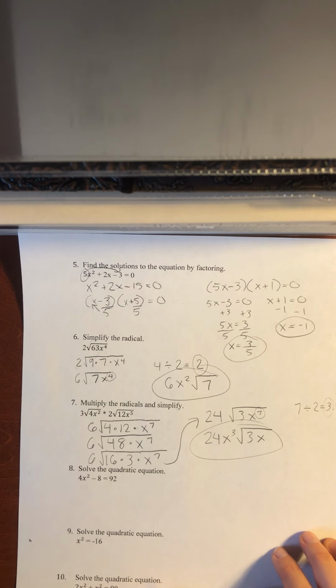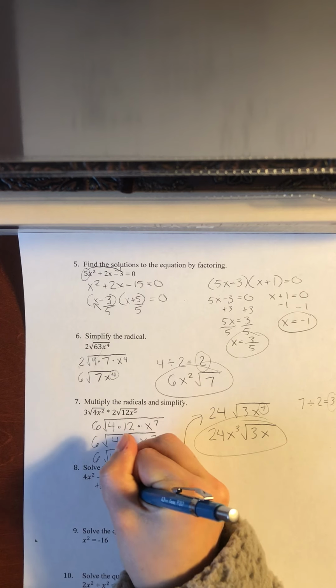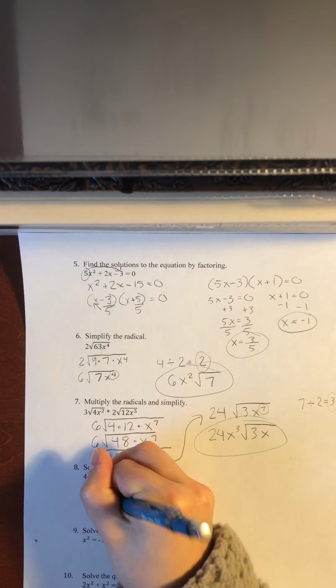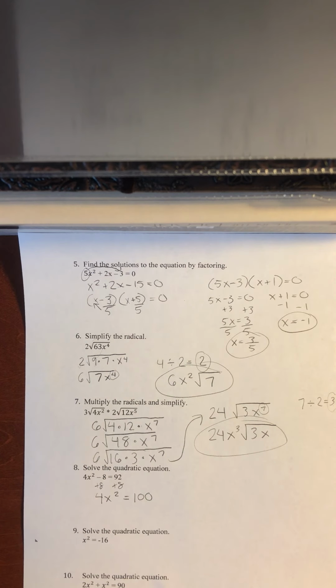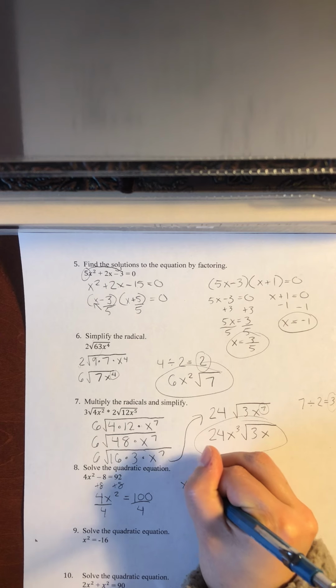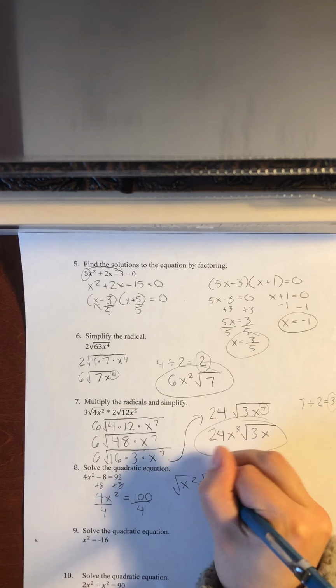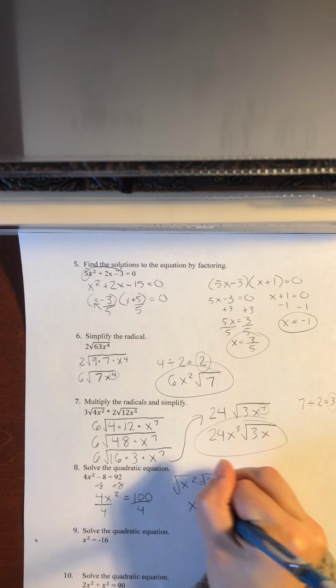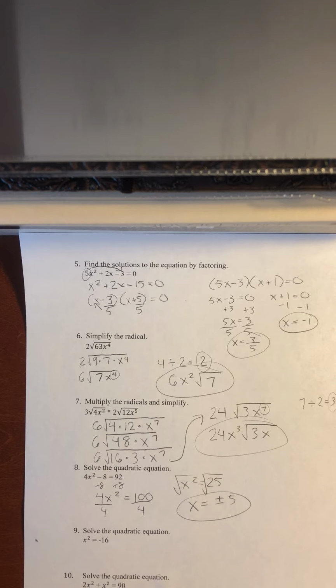Okay, next one, solve the quadratic equation. First step, we're going to add 8. 4x squared equals 100. Divide by 4, x squared equals 25. Take the square root of both sides. X equals plus or minus 5. So positive 5 and negative 5.